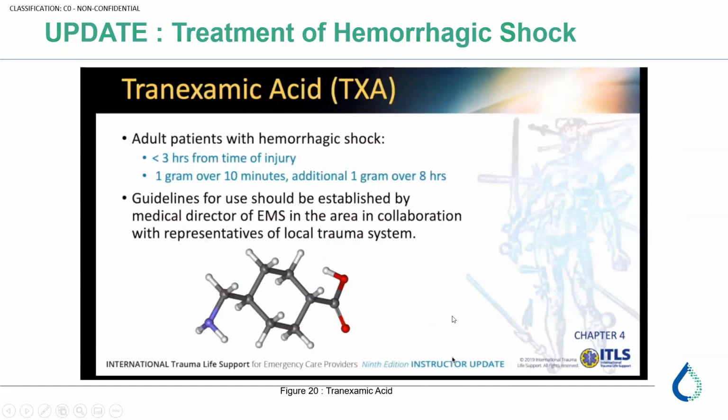Tranexamic acid, this is indicated for hemorrhagic shock. Any adult patient with hemorrhagic shock, at least 3 hours from the time of injury. So 1 gram over 10 minutes, okay? Additional 1 gram over 8 hours. These are just some of the advanced treatments in terms of hemorrhage.